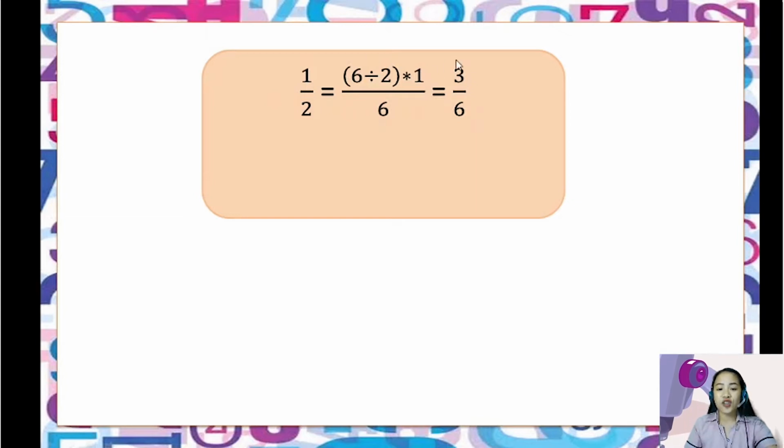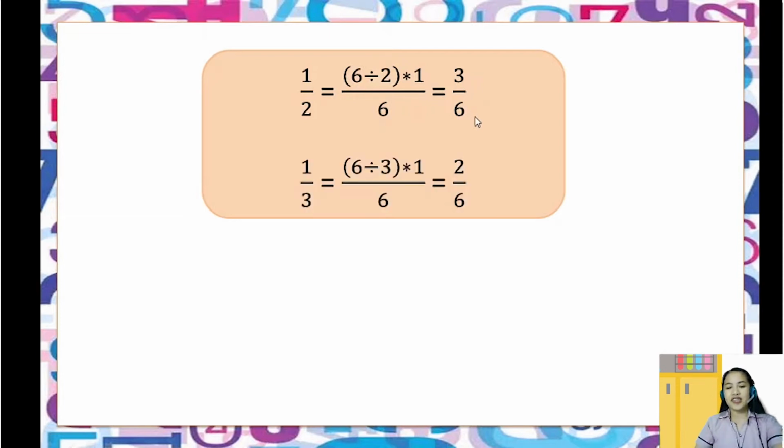Kaya natin nakuha yon. So, ulitin ko ha. Nakuha ang 6 kasi yun yung LCM ng 2 at 3. 6 divided by 2 is 3. And then, yung nakuha nating sagot nung dinivide natin yung dalawang LCD, i-times natin yun sa original numerator. Which is 6 divided by 2, 3. 3 times 1 is 3. 3 over 6. Okay. The next one is 1/3.